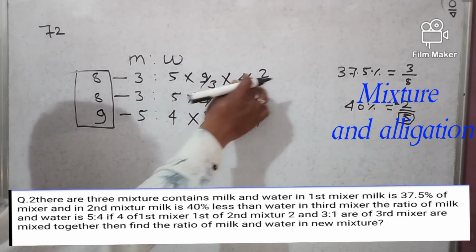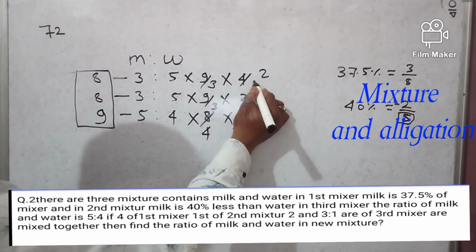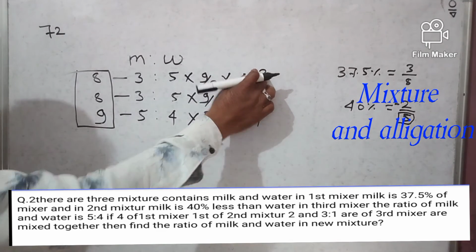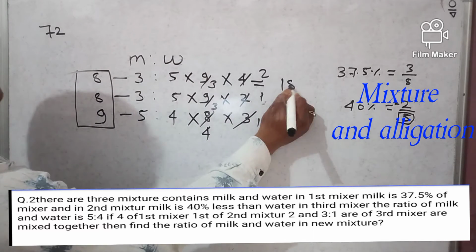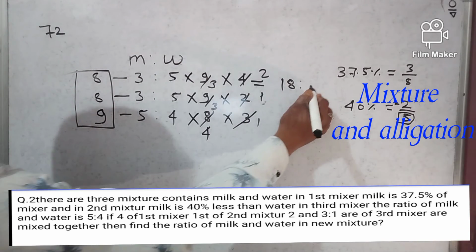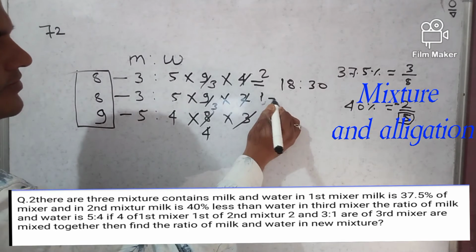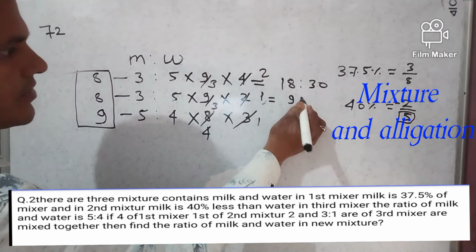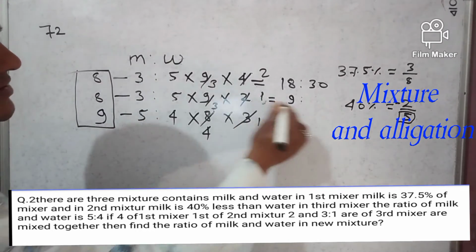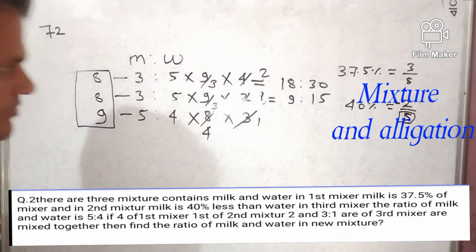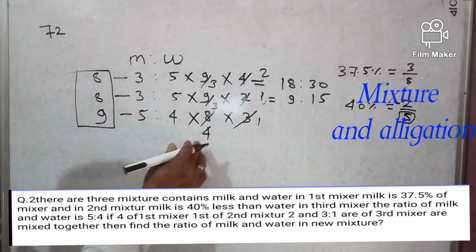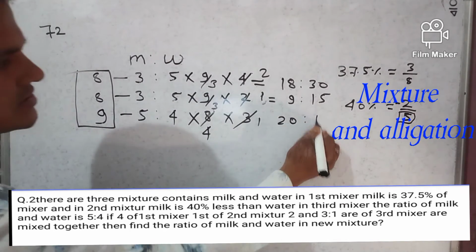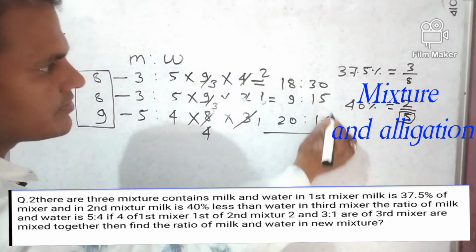So 3 into 2 is 6. The new ratio: 6 threes are 18, 6 fives are 30. 3 threes are 9, 3 fives are 15. Now 4 fives are 20, 4 fours are 16. Now add them.